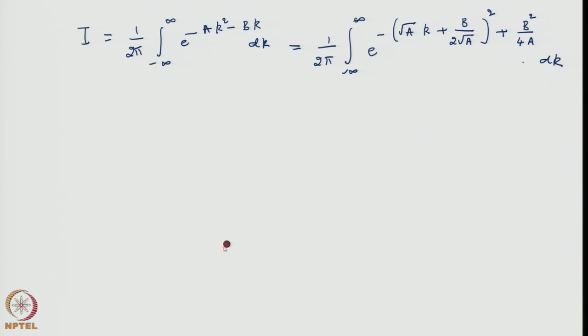You can see that if you actually expand this, root a k plus b by 2 root a whole square, the first term is a k square, which is here, minus sign is already taken out. Second term is 2 root a b, and root a cancels, so 2 also cancels. We are going to get just b k, and to make a perfect square you would have one extra term, b square by 4 a, and you have to compensate for it by adding b square by 4 a. It does not depend on k, so it will come out as e to the power b square by 4 a into 1 by 2 pi.